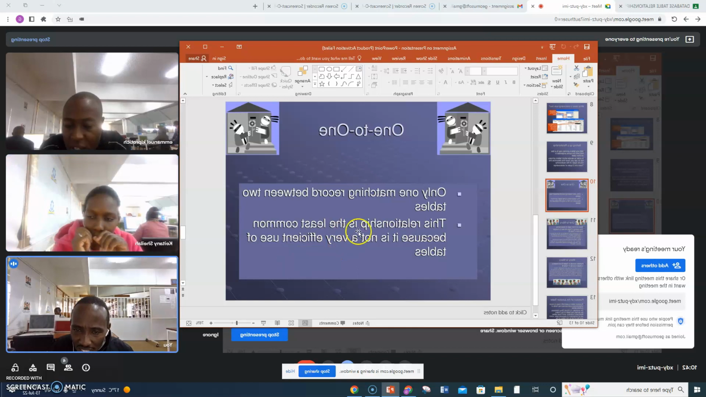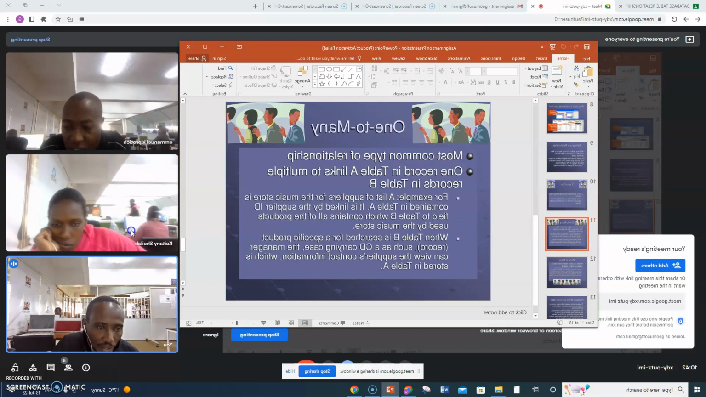Correct. It's not very efficient. In fact, it's the least commonly used. But one thing is simple: it is one record matching one record in another table. Simple as such. Then you have this one here, Emmanuel.